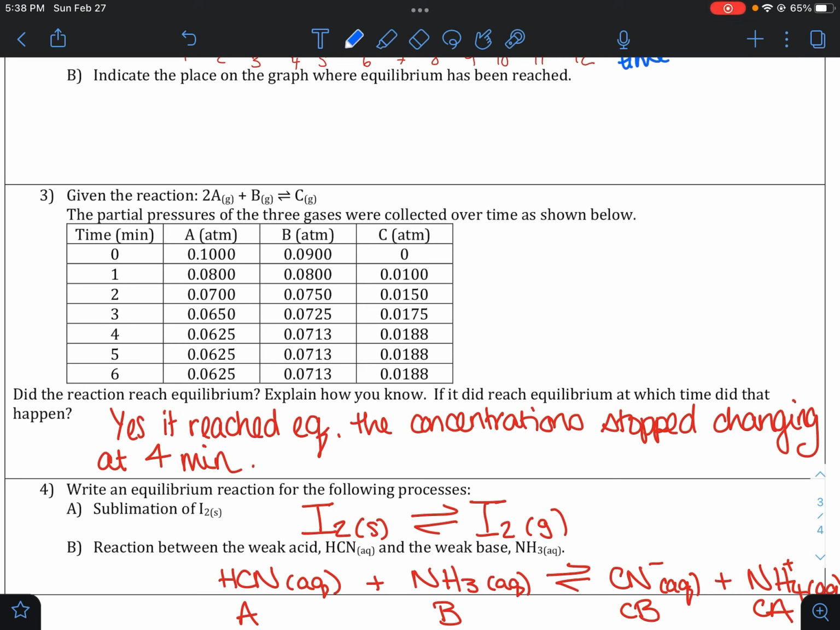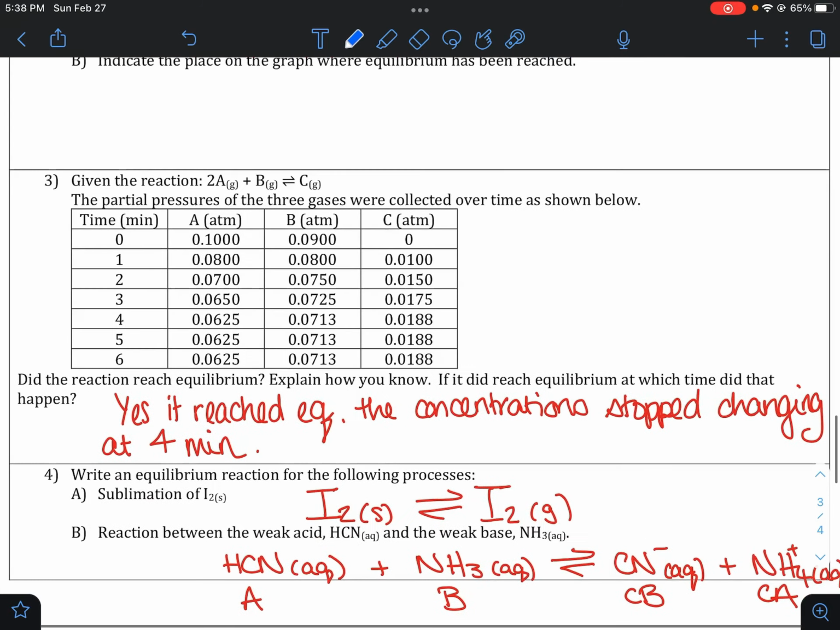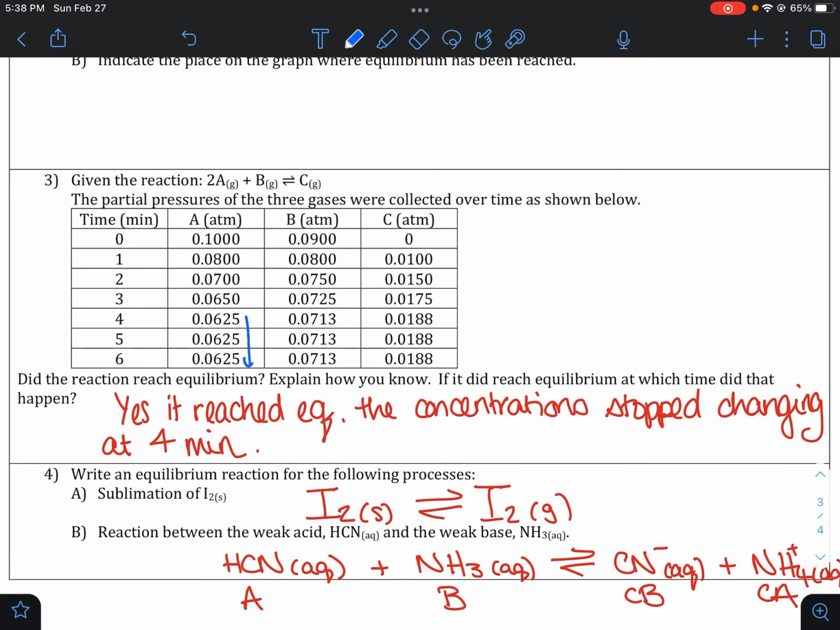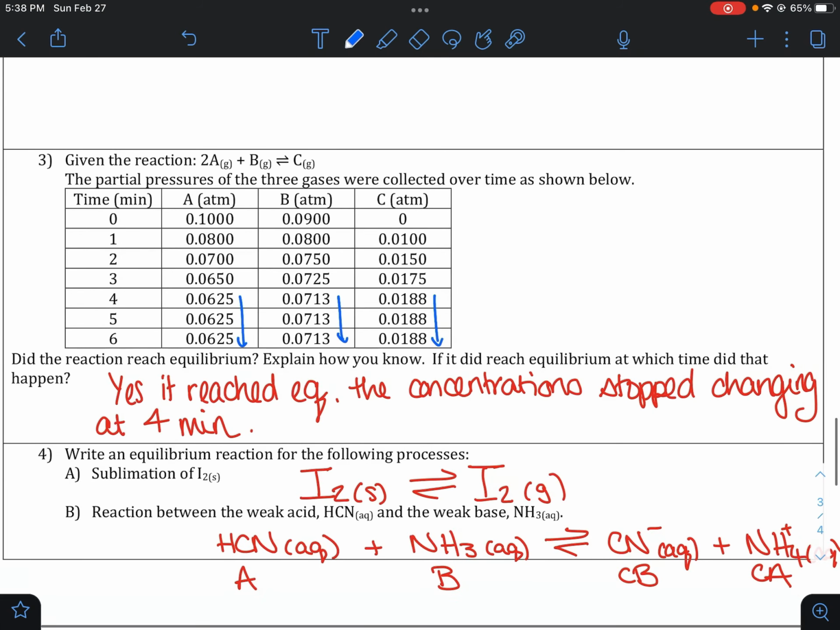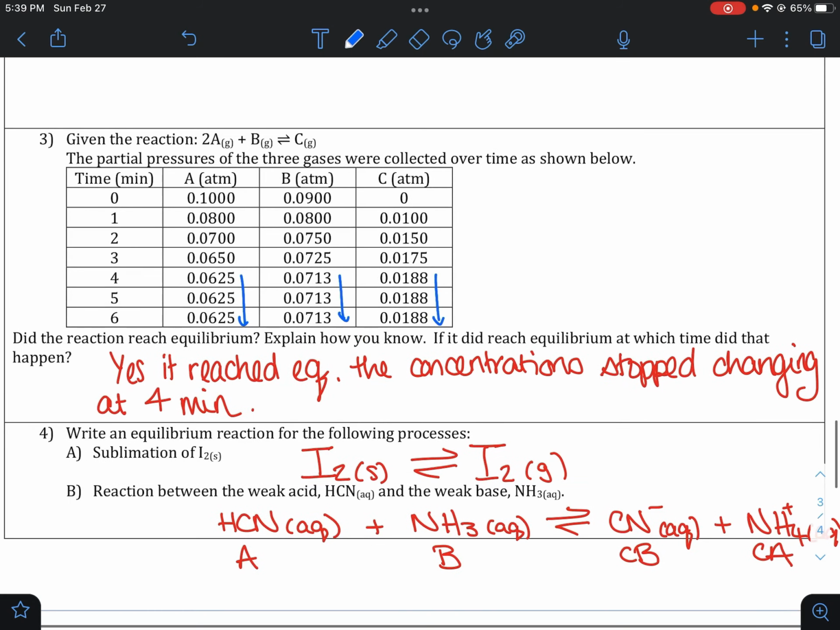Well, in A, yes, there is. In B, is it at the same point? Yes. And at C, it's at the same point. So, since the concentration stopped changing at and after 4 minutes, we would say that we reached equilibrium at 4 minutes. Then the last one, number 4.